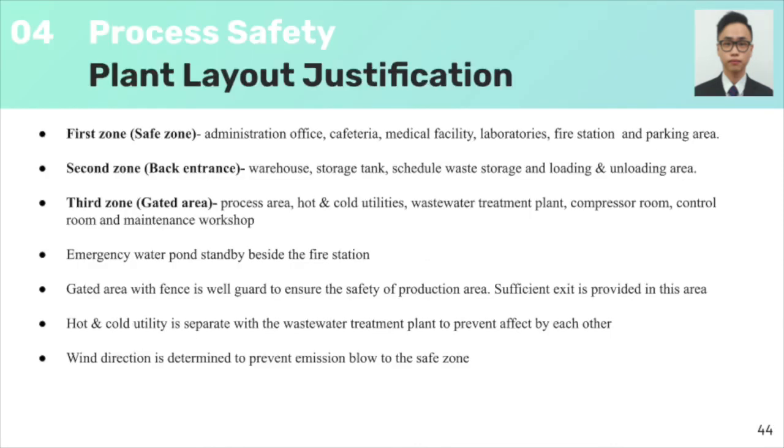There are some justifications for our plant layout, like the emergency water pond on standby beside the fire station. The gathering area with fans is well guarded to ensure the safety of the production area. Sufficient exits are provided in this area. Hot and cold utilities are separate from the wastewater treatment plant to prevent effects on each other. Wind direction is also determined to prevent the emission from blowing to the safe zone, which is the first zone.